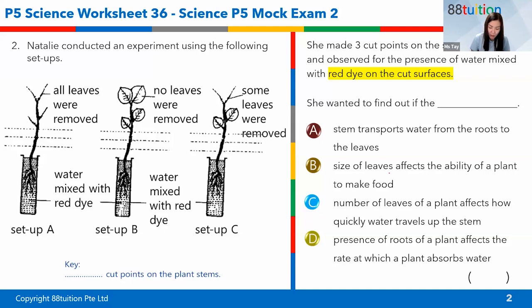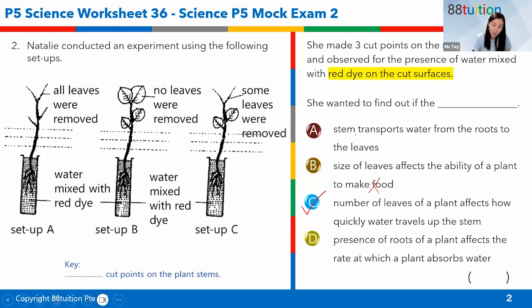What is she trying to find out? Is it that the size of the leaves affects the ability of a plant to make food? Has it got to do with making food at all? No. The number of leaves of a plant affects how quickly water moves up the stem. Actually, it is this one. The answer is this. Presence of roots affects, but all have the same amount of roots. So we'll cross this out.